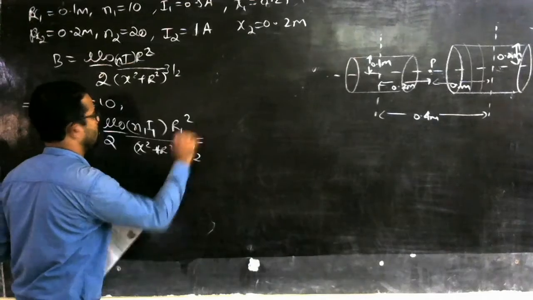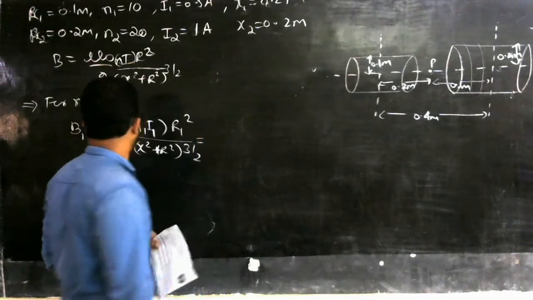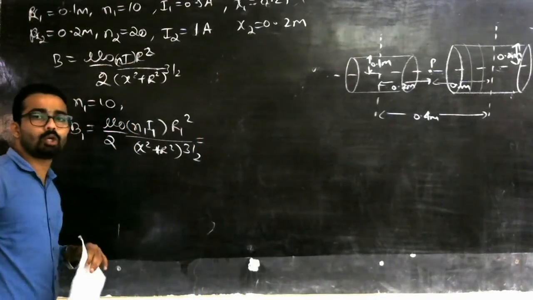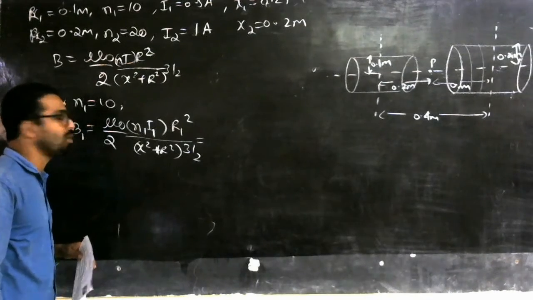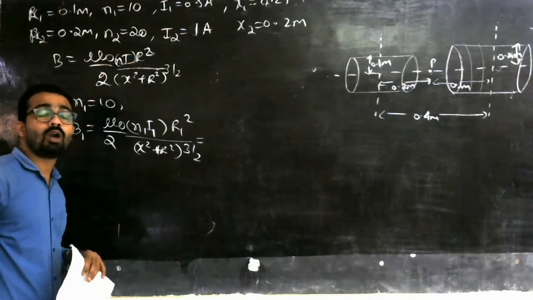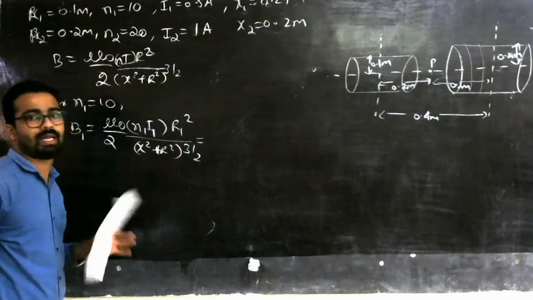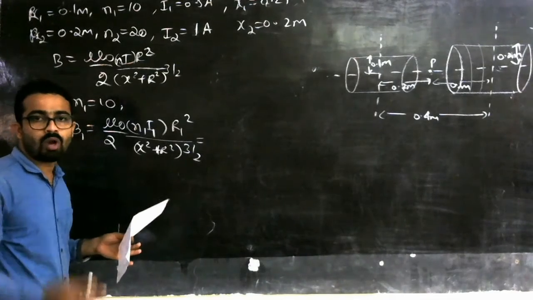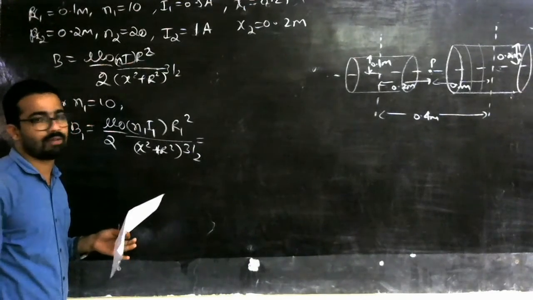Now we can do it. Let's substitute the value for mu naught by 2. We already know that mu naught by 4 pi is equal to 10 to the power minus 7, or mu naught is equal to 4 pi into 10 to the power minus 7.